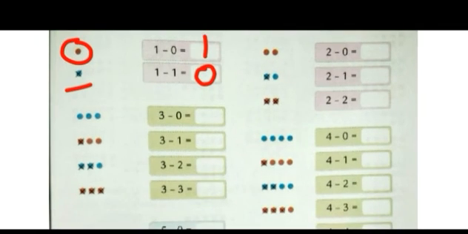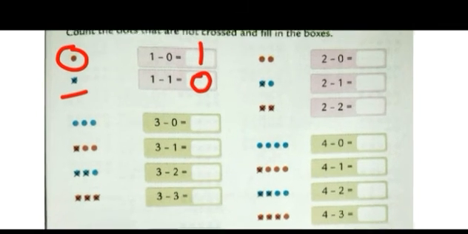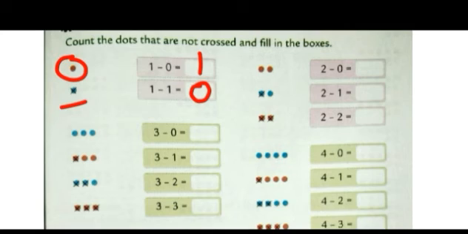Okay, now see the number combinations of 2. 2 red dots are there. Okay, here. And out of that, no dots are crossed. So how many are left? When no dots are crossed, that means 2 only are left. So we will write 2. 2 minus 0 is 2.